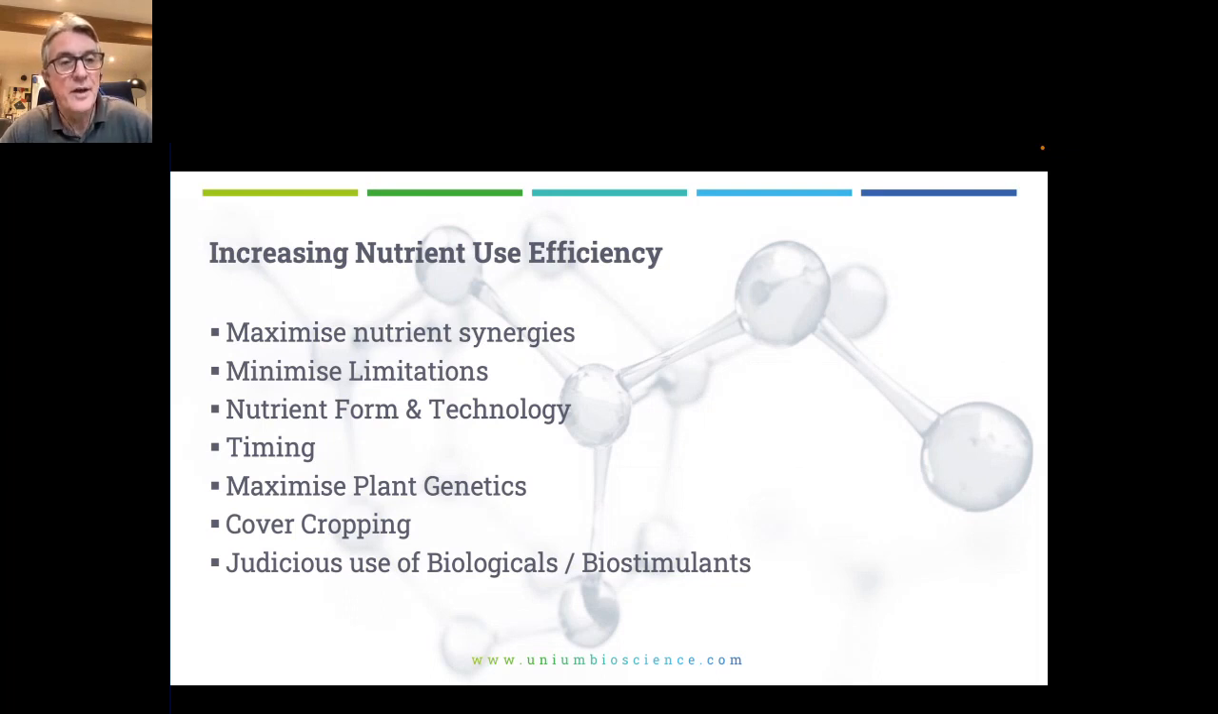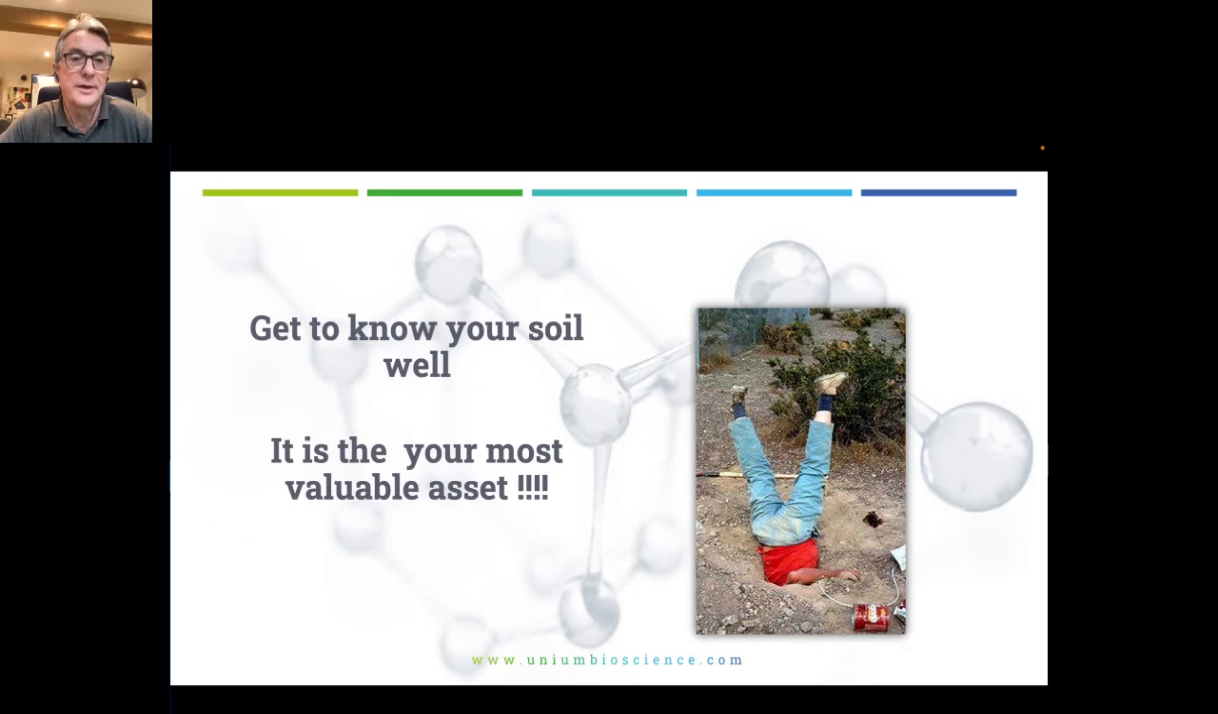Look at the timing of those applications relative to the physiological stage of the crop, and what else you can do at that time to make sure it's either taken in better or assimilated quicker, etc. Look at plant genetics, and I think that's where I would encourage the breeders to look at that, to say, okay, which varieties we can manipulate our programs more with. Cover cropping and the use of biologicals, biostimulants are critical to get that balance correct.